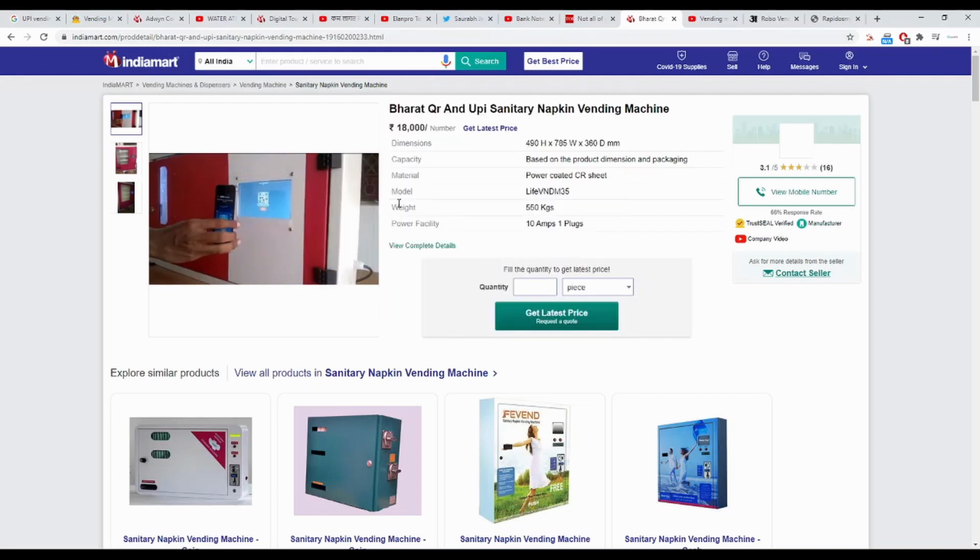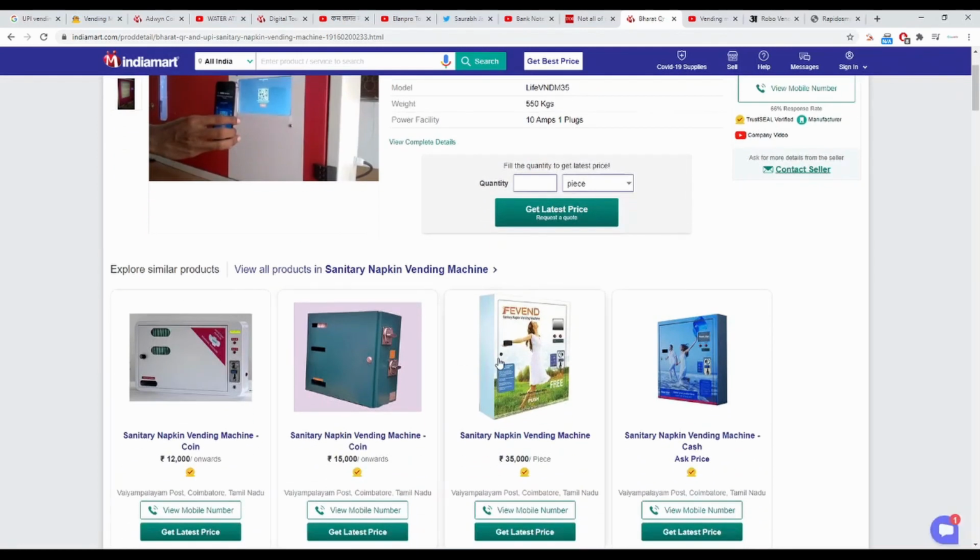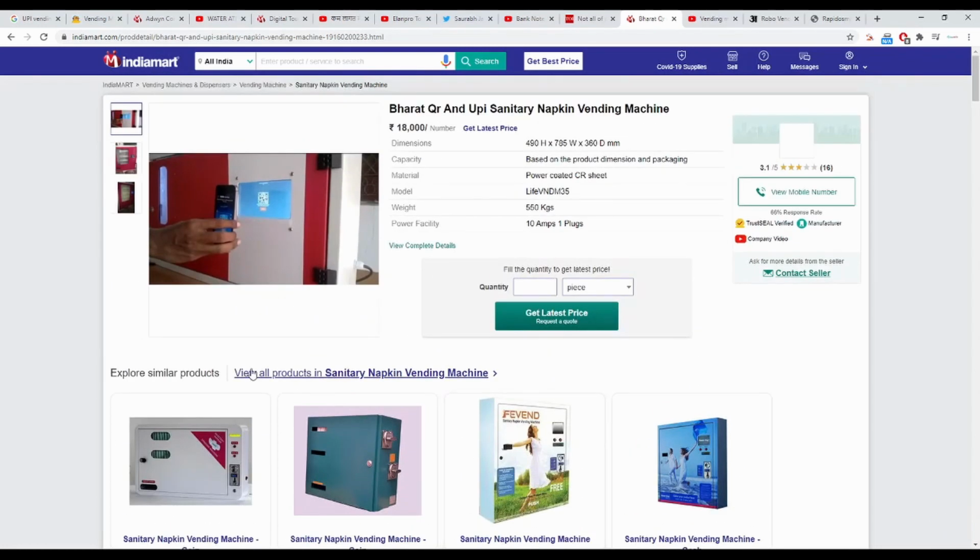So don't go up on this pricing, because the same companies are selling Coinbase-like things for just double the price. So don't go by this pricing.